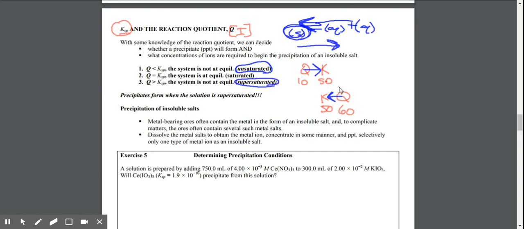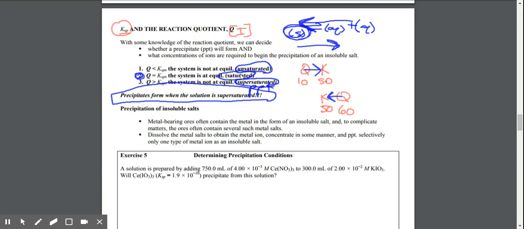So supersaturated means Q is greater than K, so therefore I can no longer dissolve my ions. I can no longer dissolve any more of that solid, so it's going to stay as a solid. This is where a precipitate forms. So a precipitate forms when the solution is supersaturated. Now, if I solve for Q and I find that Q is exactly equal to K, then that means I'm at equilibrium and we call that a saturated solution.